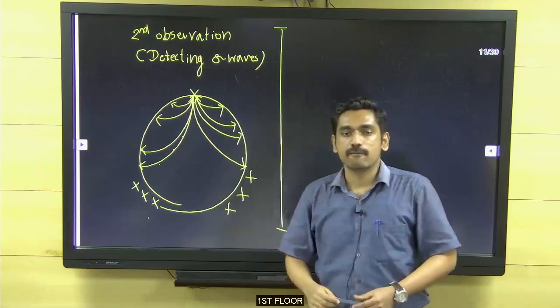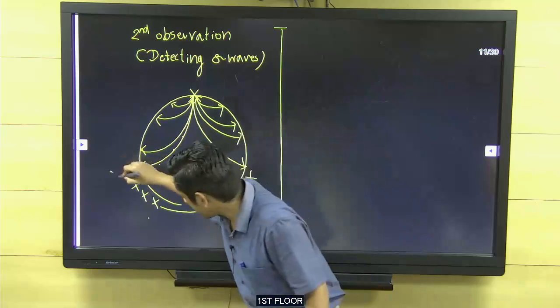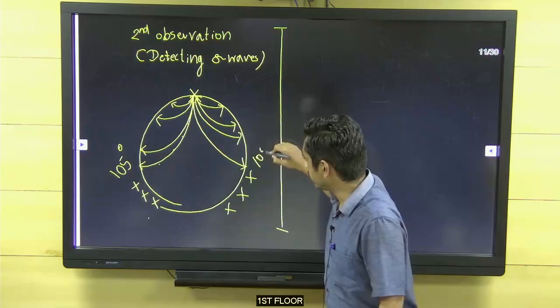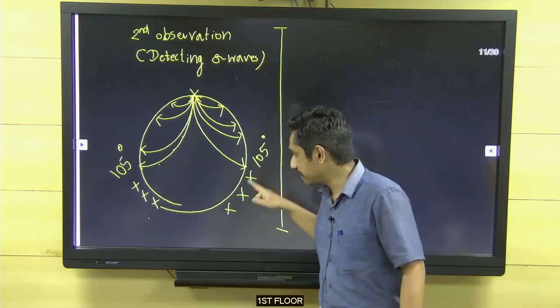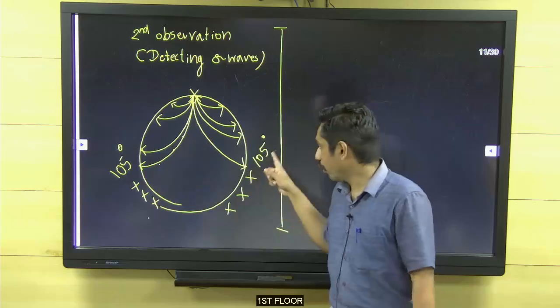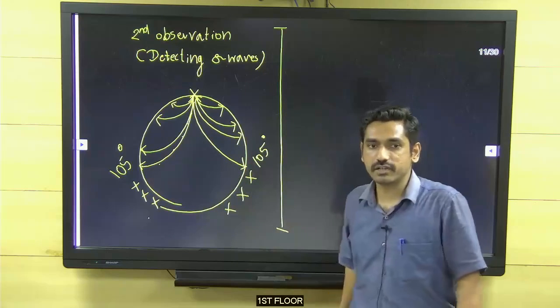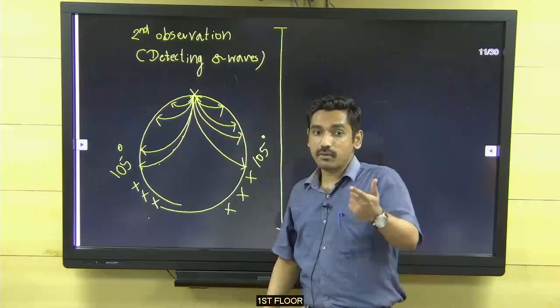So the thing is, from the point of energy release up to 105 degrees on the western side and 105 degrees on the eastern side, there is detection of S waves. After that, there is absolutely no detection. Now, what does this 105 mean? I think you would have guessed it already. 105 means the longitudinal region, the longitude. You get it?